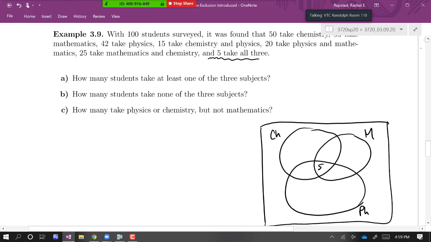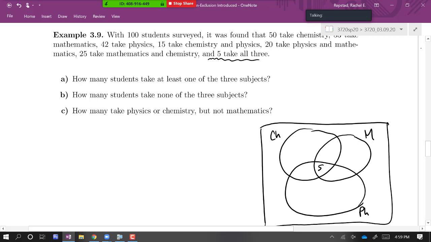So they told us that 15 take chemistry and physics. So chemistry and physics, that's this part. And I've already counted 5 of those students. So that leaves 10 that are taking chemistry and physics but not math.